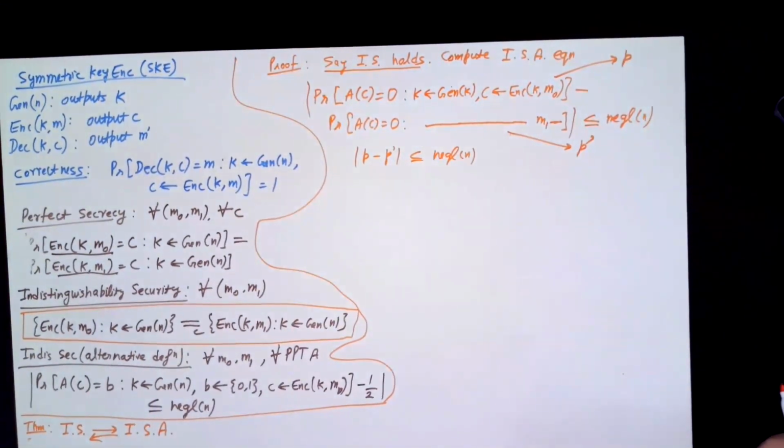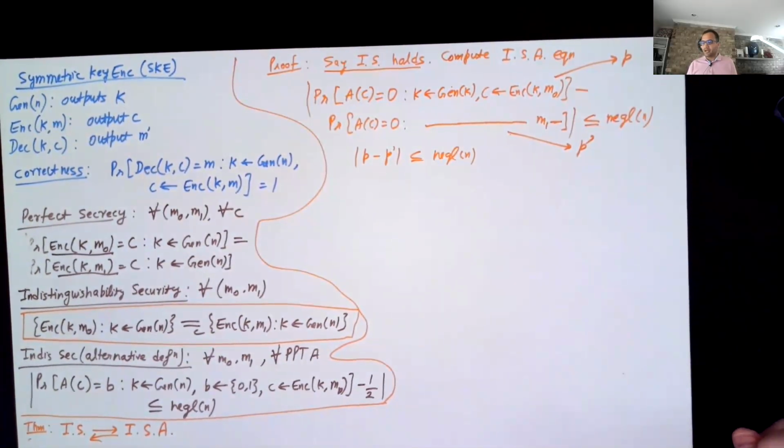Isn't this, IS and ISA, the same thing as the prediction indistinguishability and computational indistinguishability proof that we did last class? Yeah, I already said that. Okay, sorry.